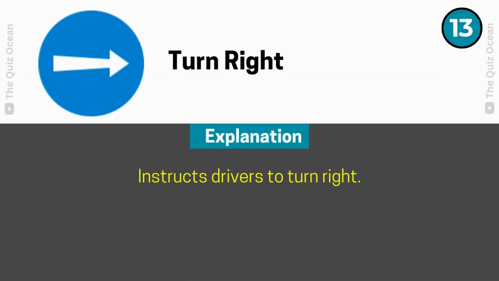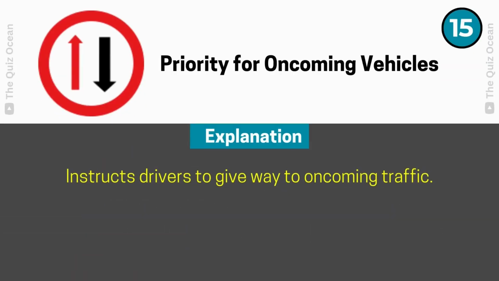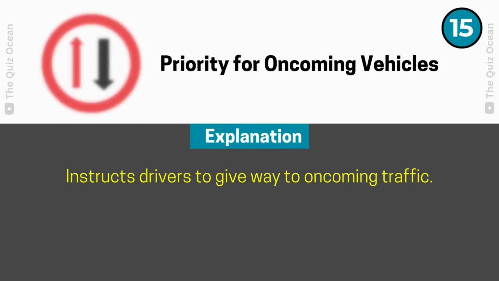Turn right sign. Instructs drivers to turn right. Straight ahead prohibited sign. Restricts drivers from going straight ahead on this road. Priority for oncoming vehicles sign. Instructs drivers to give way to oncoming traffic.